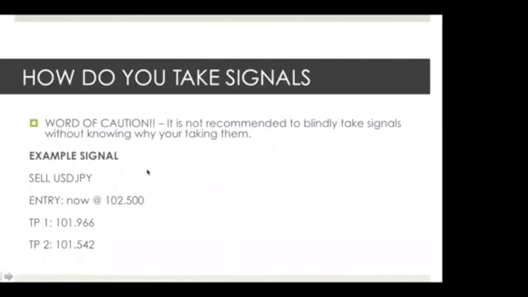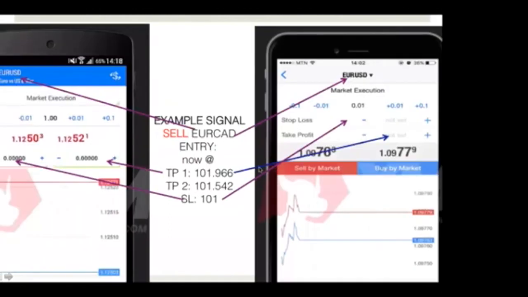Okay? All right. So this is what it looks like to take a signal. If you're in one of the signal trading telegrams, this is what it looks like. You can screenshot this if you like. All right. So see that Euro USD, but look, it says Euro CAD. So you would have to make sure you change that. You can actually click here and change it, or you can go back and change it on the main screen.